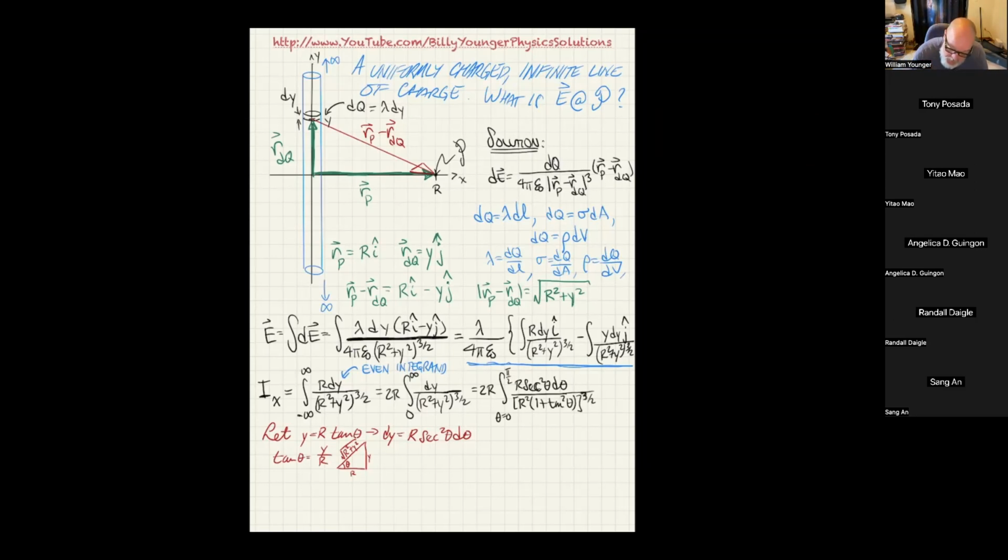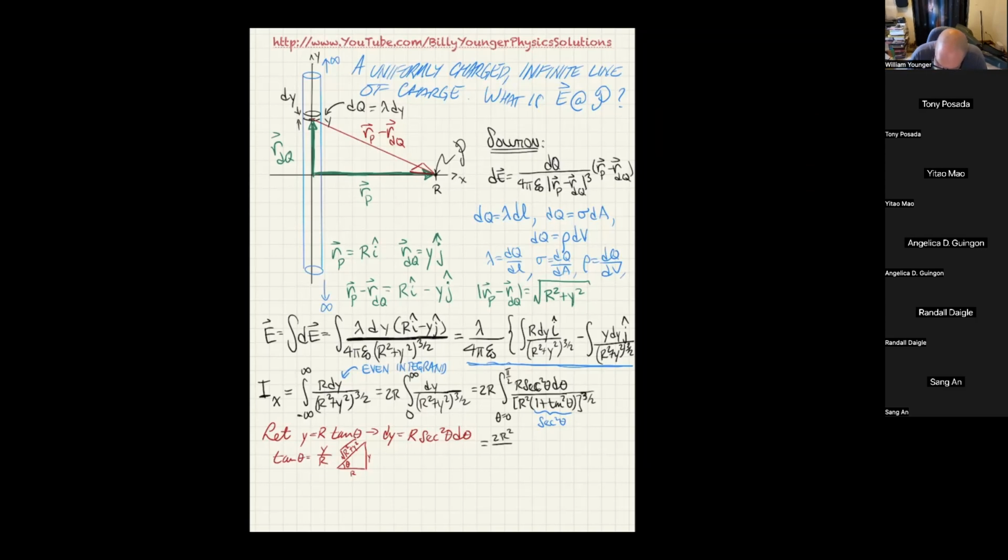Now we're going to use a trig identity. 1 plus tangent squared is actually equal to secant squared theta. And I want you to realize that r squared to the 3/2 actually becomes r cubed. And I have an r up at the top with the 2r out in front. That's 2r squared. So my result is currently 2r squared.